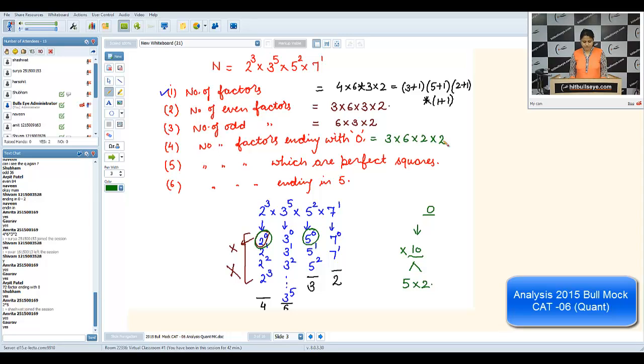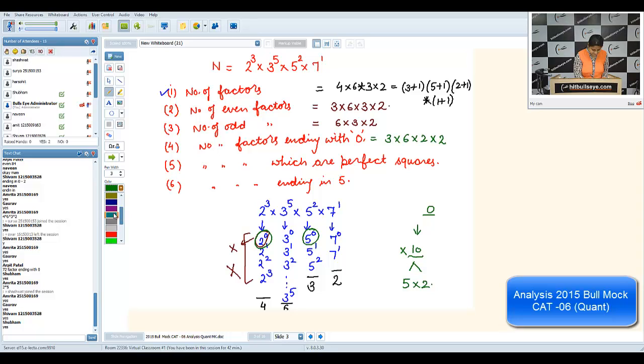Okay. Now come to question number 5. Number of factors which are perfect squares. See, what do you mean by a perfect square? For example, 2 square is a perfect square, but 2 cube is not a perfect square. So, if we write the prime factorization of any number, and if this is a perfect square, the powers should always be even. That's why we will not consider 2 raised to power 1, 2 cube. These are not permissible powers. 3 raised to power 1 we will not take. 3 raised to power 3 we will not take. 3 raised to power 5 we will not take.